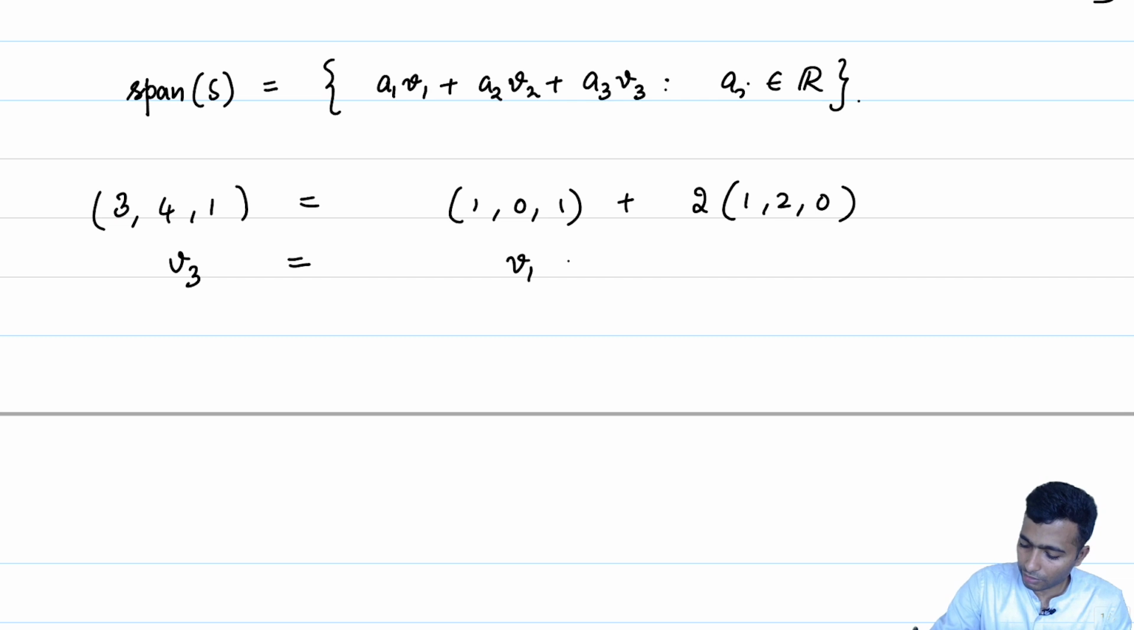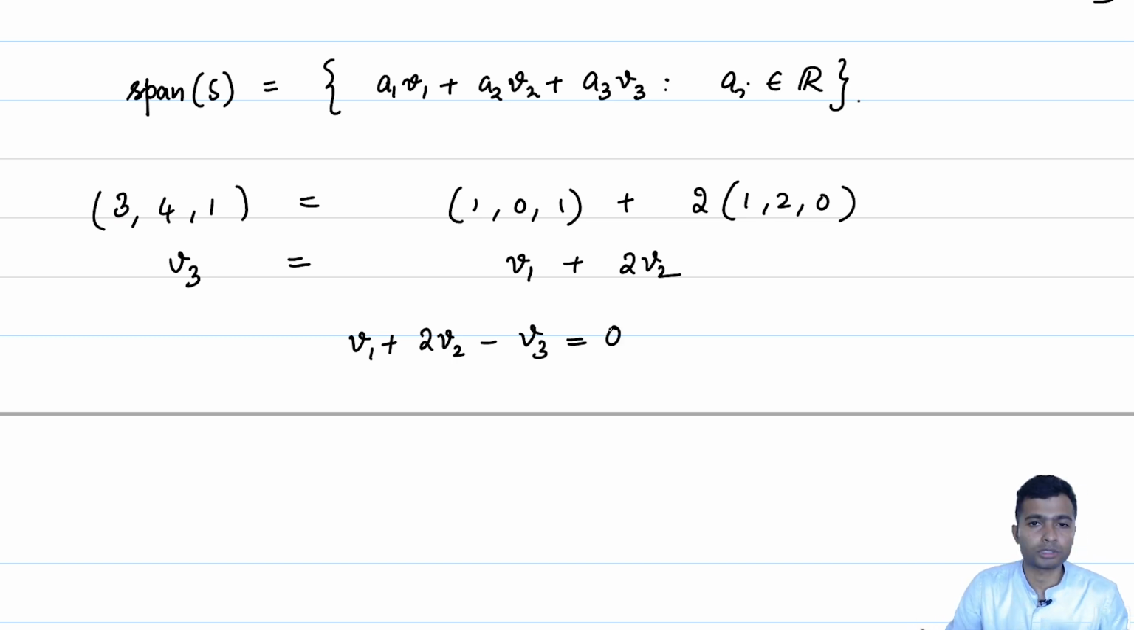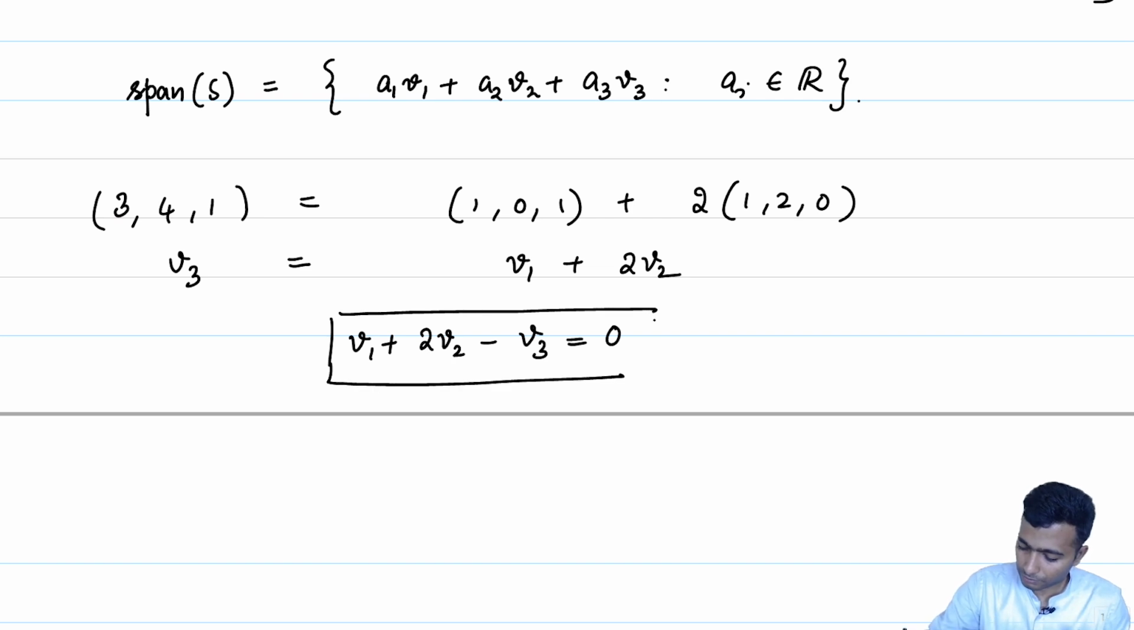This is V1 plus 2 V2, or let me put it in a box, V1 plus 2 V2 minus V3 is equal to the 0 vector (0, 0, 0). So, let me put it in a box. So, this is exactly what our V1, V2, V3 are satisfying, and what is the implication of V1, V2 and V3 satisfying such an identity.